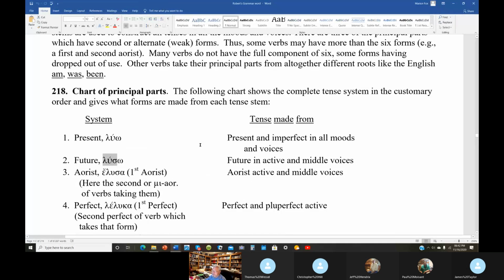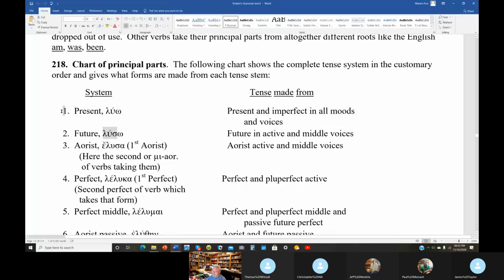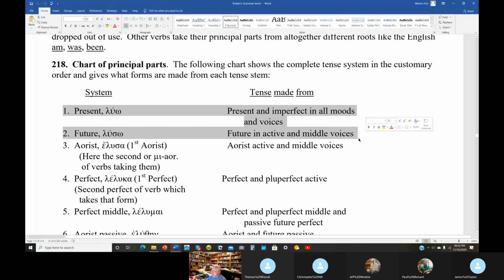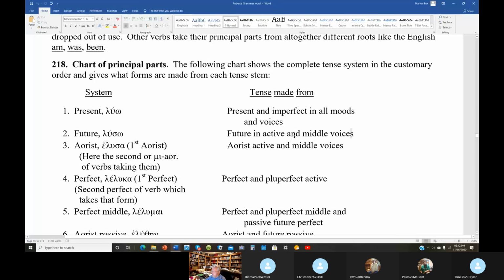This is your principal parts. So far, it's been really straightforward stuff, hasn't it? And we can see why the passive voice didn't go in over here on it, because it's going to be different. Middle and passive are different forms in the future tense. So that's why the passive isn't over here with this.